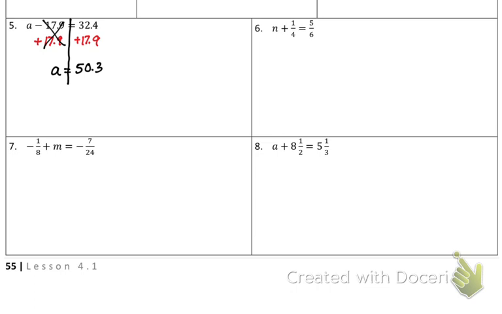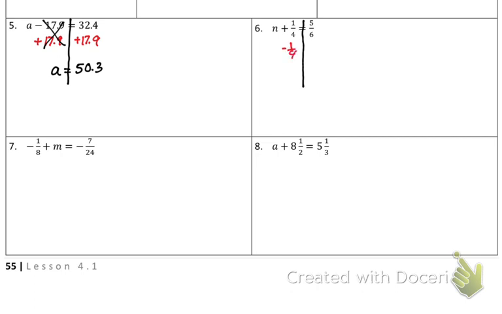Okay. Our next one. We have fractions now. This is why I put this on our last test, to review how to add or subtract fractions, because we still need to know how to do that stuff. What's the opposite of adding 1/4? Subtracting 1/4. So we're going to, on the left-hand side, subtract 1/4.